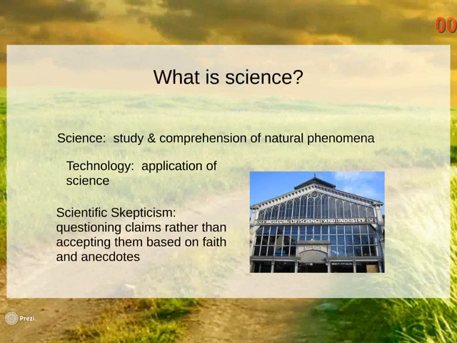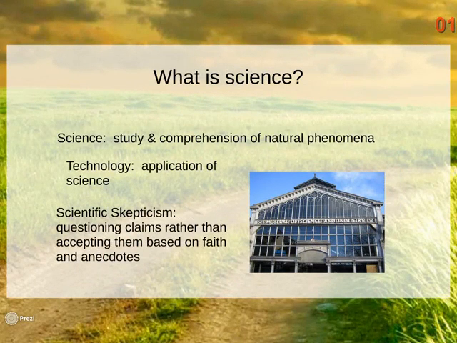So first, let's define what is science. Science is the study and comprehension of natural phenomena. Science is closely tied in with technology. Technology is the application of science. What we probably notice more in our day-to-day lives is the convenience that technology has brought us. But we wouldn't have that technology without the scientific background in order to discover what we've used for that technology.